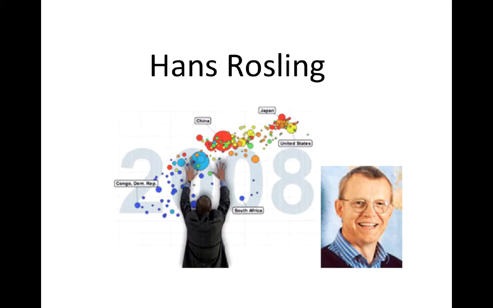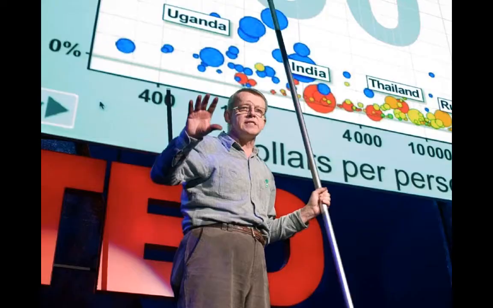Hans Rosling is probably best known for his animated infographics. His mission is really to take lots of information and condense it down into very easily understood statistics. So he takes what's typically very difficult to understand and makes it very easily understood.